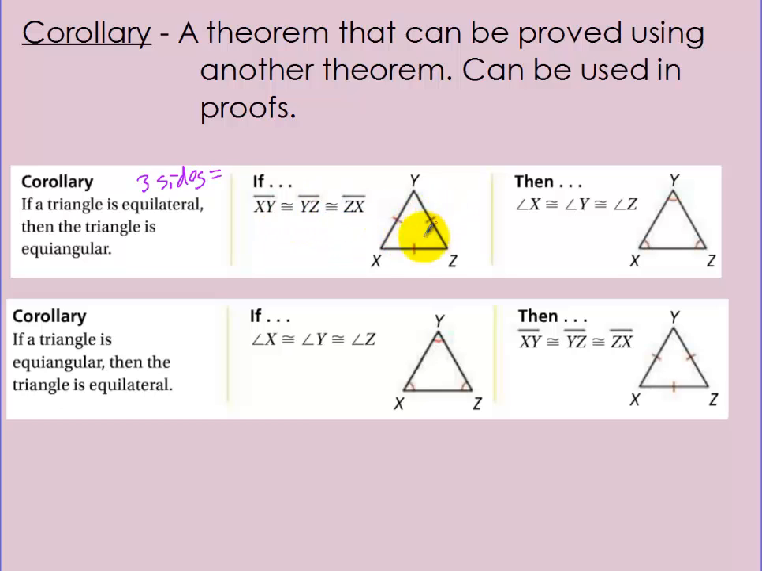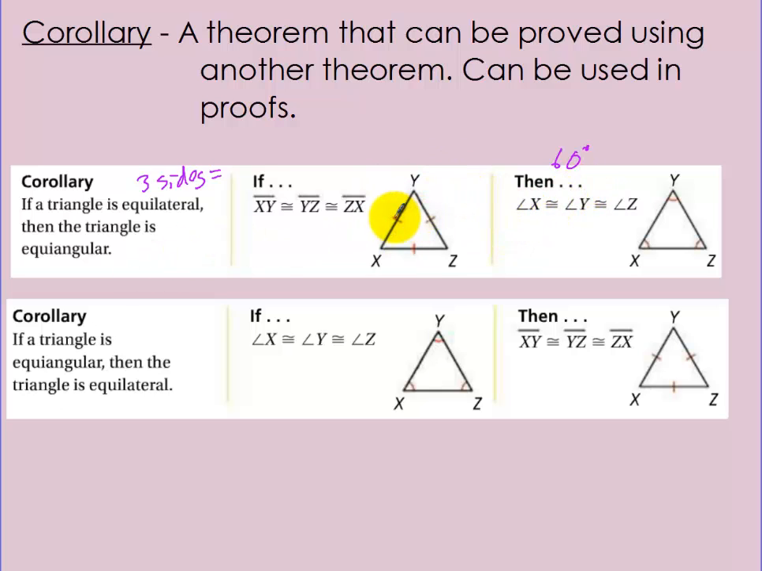In this case, we have three sides equal in an equilateral triangle. But because of what we said with isosceles triangles, we can also say that all three angles are also equal. And you might know that anyways, because in equilateral triangles, every angle is going to be 60 degrees. I mean, you probably know that, but it's nice to see that in a proof.